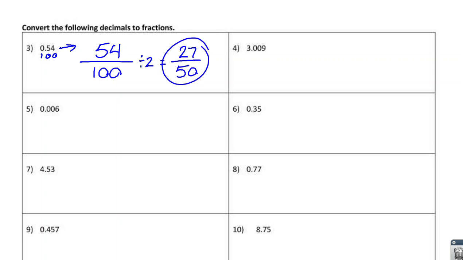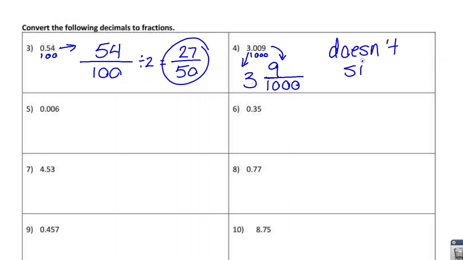And then the last one I'm going to do as an example is number 4. So you're going to pull that 3 out, 3 and with the fraction. The 9 goes into the numerator. Then the place value of the 9, which is the thousandths, goes into the denominator. And that one doesn't simplify. So 3 and 9 thousandths is just your answer.